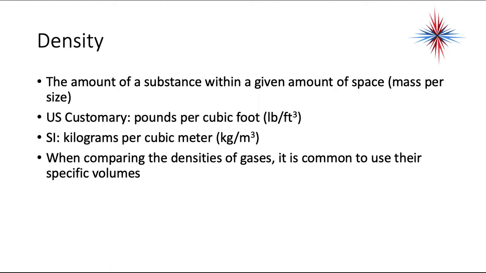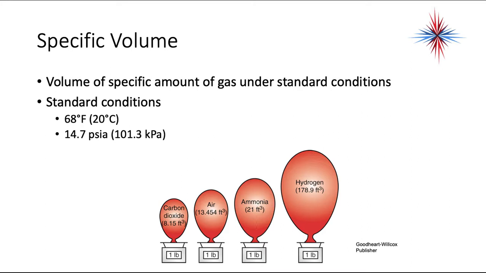Density is the amount of substance within a given amount of space. It's mass per size. So for US measurements, we use pounds per cubic foot. For international measurements, we use kilograms per cubic meter. And that's how you see these both written, pounds/ft³, kilograms per m³. When comparing the densities of gas, it's common to use their specific volumes. The specific volume is the volume of a specific amount of gas under standard conditions.